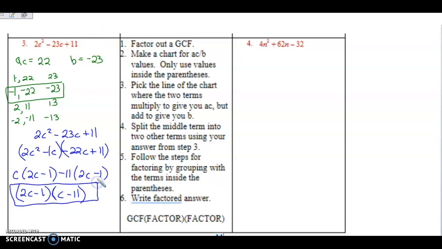If you have any questions, make sure you let me know. Also, remember, if you are ever concerned that you do not know if you got the right answer, just reverse the problem. Multiply it out using FOIL and see if you get the same answer that you started with. That's a great way to check your work.